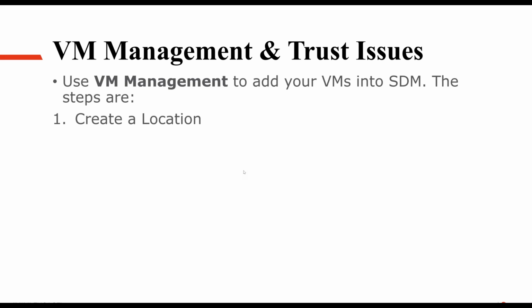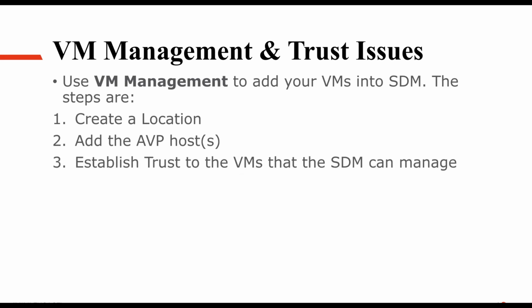You also, with virtual machines, need to add them into VM management. Frequently, as I mentioned before, this gets confusing because if you've got your System Manager in your environment, you might have no information in VM management at all because it was not created at the time the system was installed. So you would create a location, you would add your AVP host to that location, and by that we mean give them a name and give them an IP address for SDM to find them.